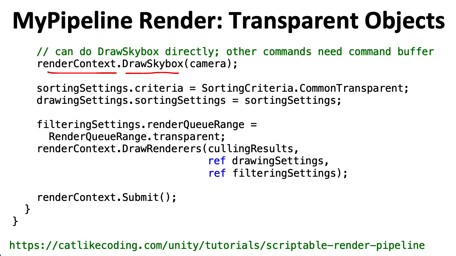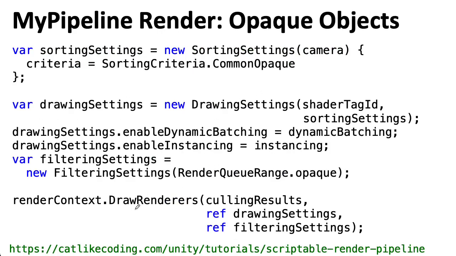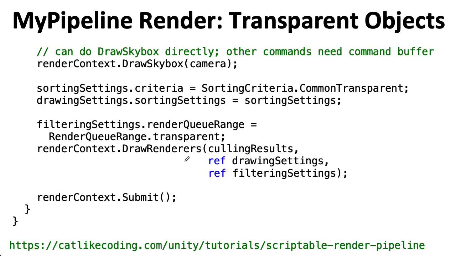Now, the last thing we do is draw objects again, but this time we're only going to be drawing the transparent objects. Now, I haven't been entirely accurate. When I said that we were drawing the opaque objects, and then I said we were drawing the skybox, and then we were drawing the transparent objects, those operations didn't happen right at that particular command. It's basically queuing everything up, and stuff doesn't actually happen until you submit to the Scriptable render context.